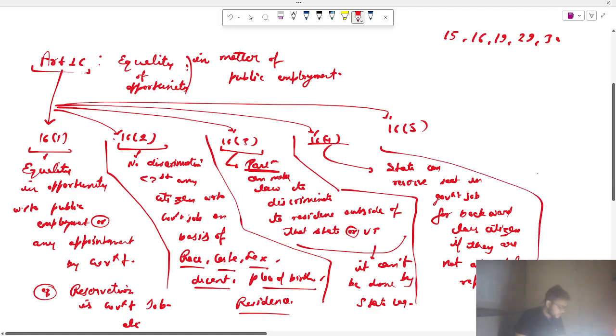Article 16.5 says: nothing in this article shall affect the operation of any law which provides that the incumbent of an office in connection with the affairs of any religious or denominational institution, or any member of the governing body thereof, shall be a person professing a particular religion or belonging to a particular denomination.